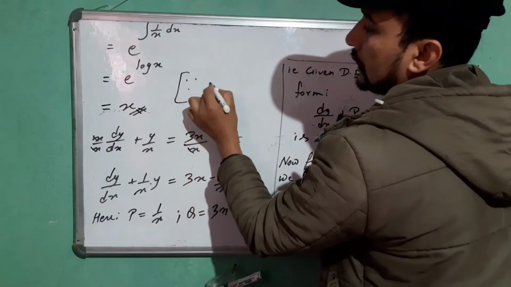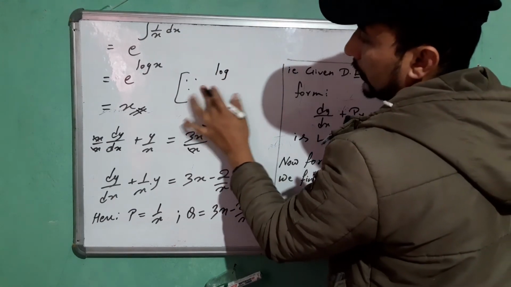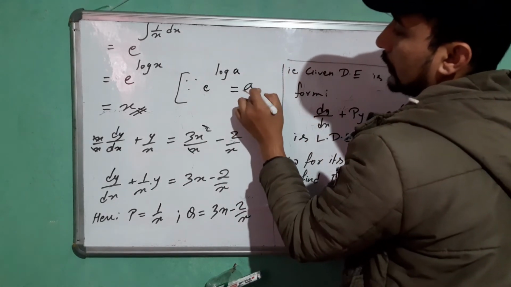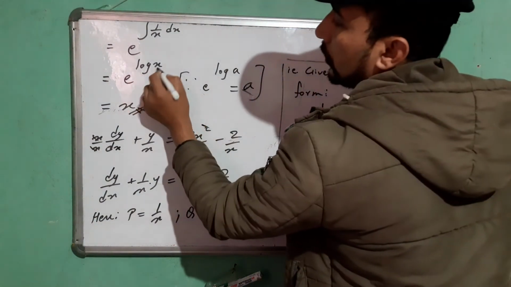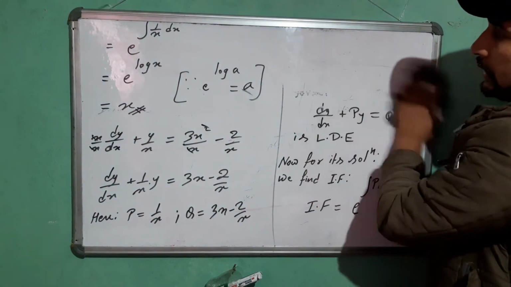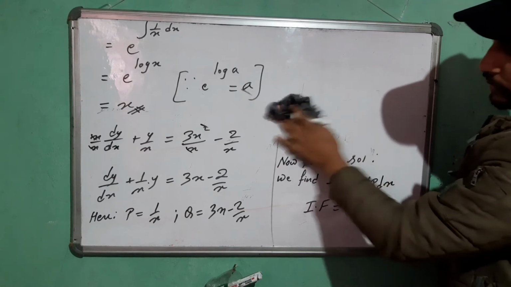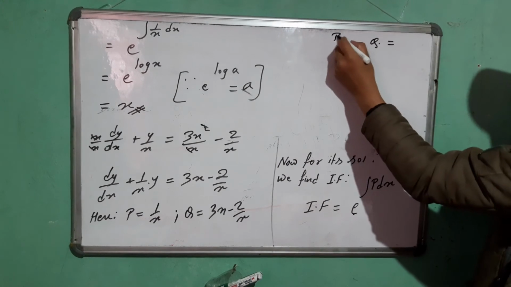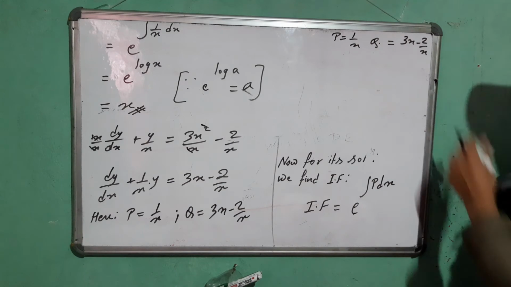because e to the power log a will be equal to a. This you have done in the logarithm chapter. So e to the power log x will be x only. Integrating factor, we got x. Q I'll note down here. P is equal to 1 by x, and Q is equal to 3x minus 2 by x.